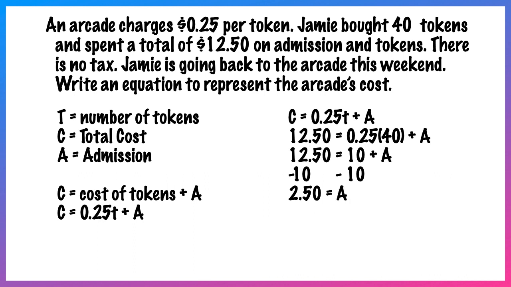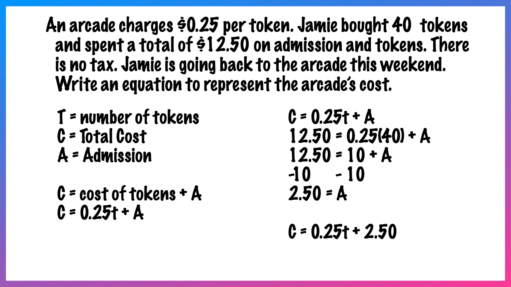So now we're going to go back to that equation we have at the top. C is equal to 0.25t plus A, and we're going to replace that A with 2.50. So the equation we can use to find the cost at the arcade is C is equal to 0.25t plus 2.50. So if we know how many tokens someone is going to purchase, we can plug that in for T and find their total cost.